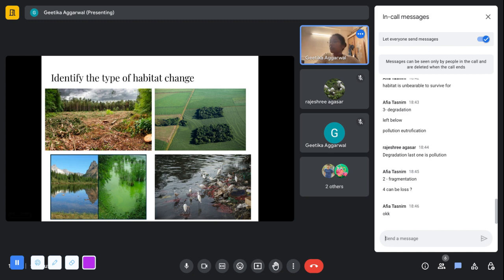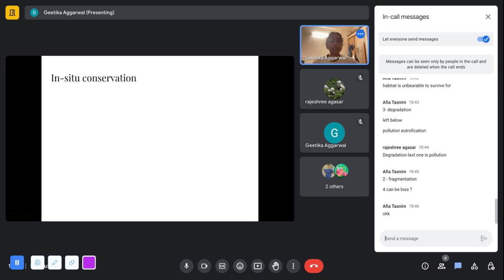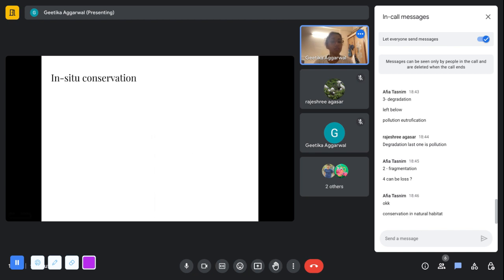Okay, moving on to in situ conservation. So the second lecture was all about in situ conservation. Can you tell me what is in situ conservation? How do you define it? And what is going on? Why do we do it? Yeah, conservation in the natural habitat would be in situ conservation.